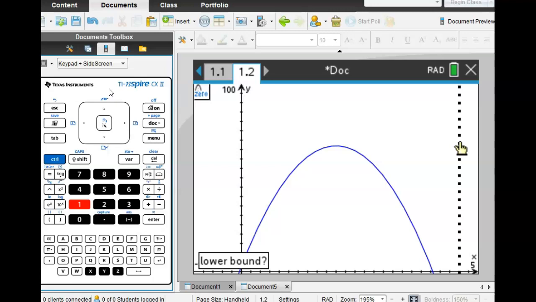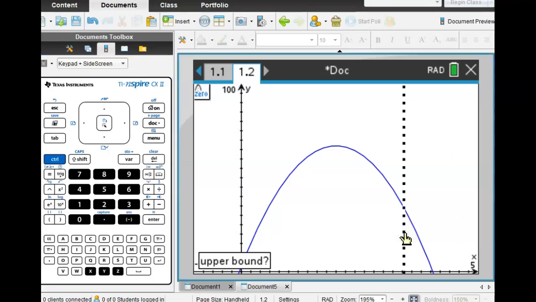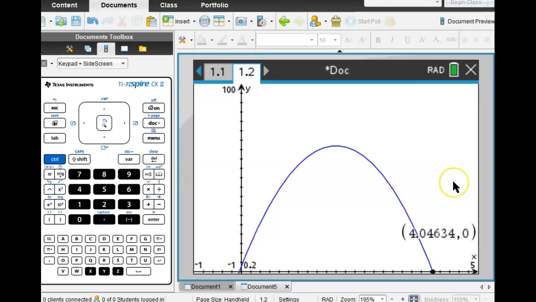When it says lower bound, use that trackpad to move your dotted line to where it's on the left side of the 0. When you get it there, then you can click and that little hand will go away. Then it says upper bound. Then you use the trackpad to move it to the other side of that, which again, I can't do because it doesn't work on this board. Move it over here, and then you click over here, and it'll give you your answer.